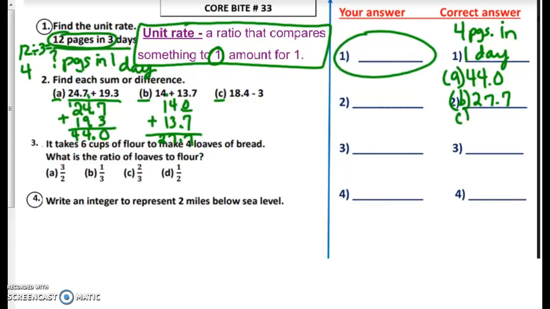And finally, the third answer for number 2, 18 and 4/10 minus 3 is 15 and 4/10. If you missed that one, again, you're going to rework it. We have another whole number, and I don't see that decimal, so it is at the end. So you should have solved your problem like this. If you missed it, find your mistake.